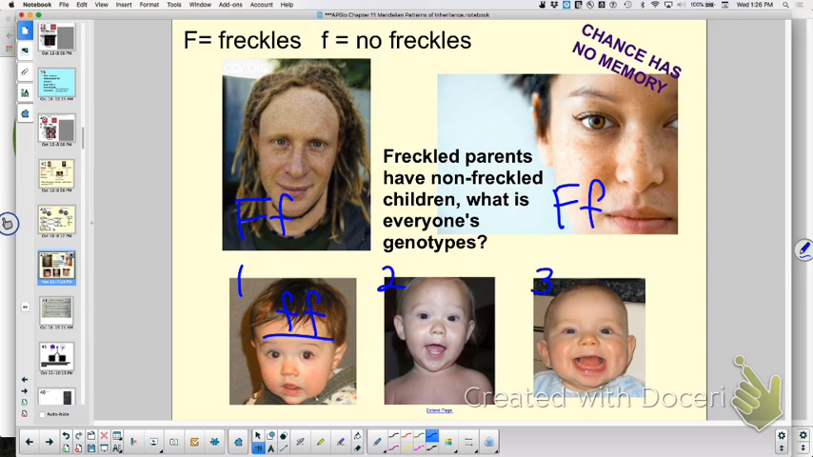Okay, now calculate with your bio buddy. What were the odds that they had 3 freckleless children in a row? Calculate with your bio buddy. Work it out at home. What are the odds?